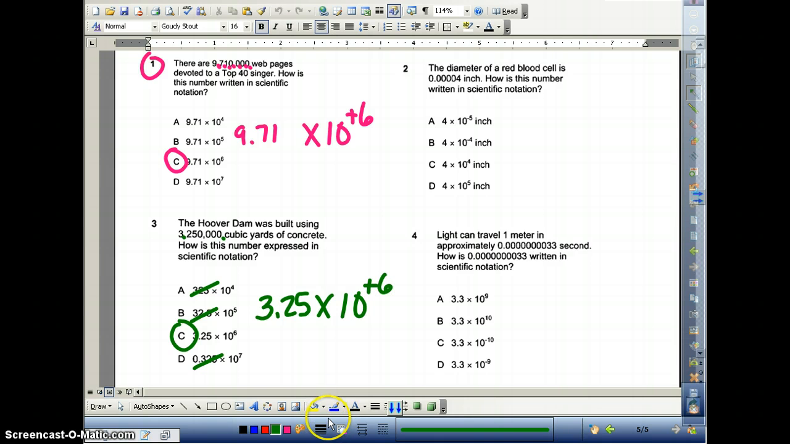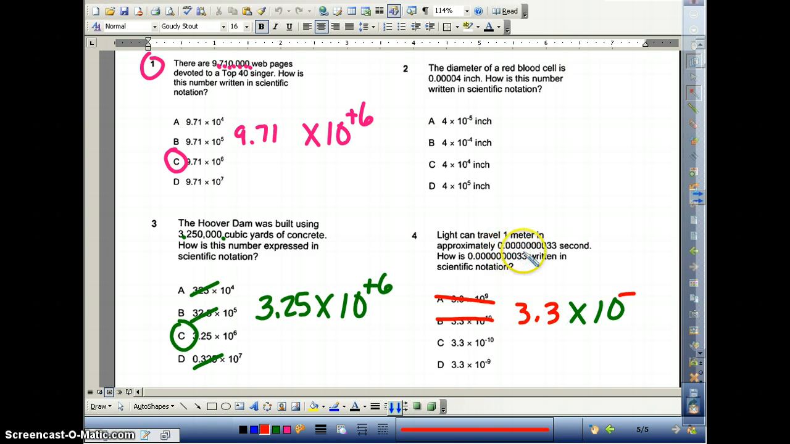All right, so number 4. Light can travel 1 meter in that many seconds. What is this number written in scientific notation? First of all, is it a really big number or a really small number? Yes, it's very small, so the exponent on the 10 has to be negative. Can I eliminate any answer choices? Yep, I can eliminate that one and that one. Now, the number out front has to be between 1 and 10.